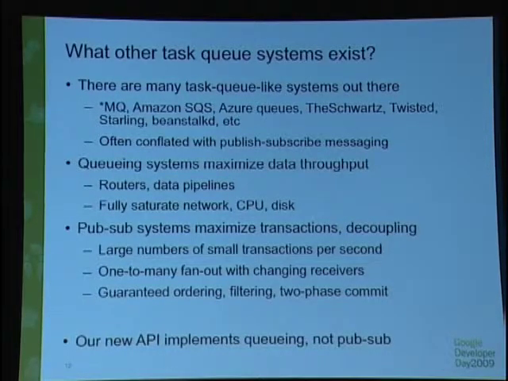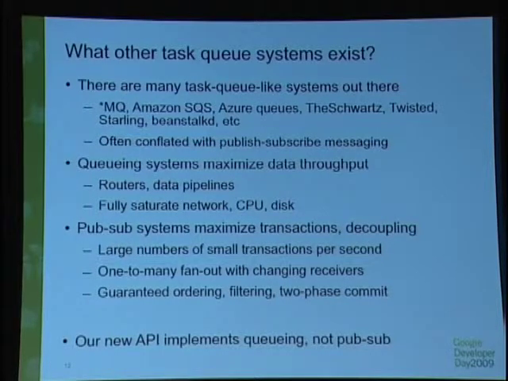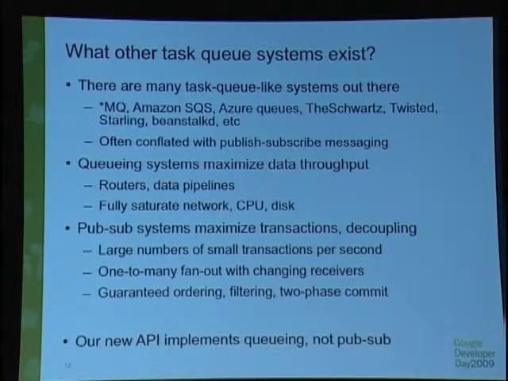Now, publish-subscribe systems also maximize something, but they maximize transactions and decoupling. So in a pub/sub system, you're going for more transactions per second, say financial transactions or two-phase commit transactions, which have other kinds of semantic guarantees, but they're not necessarily raw throughput numbers. So you might be able to do 1,000 bank transactions per second using a pub/sub system, but that doesn't necessarily saturate the network or disk of the machine.